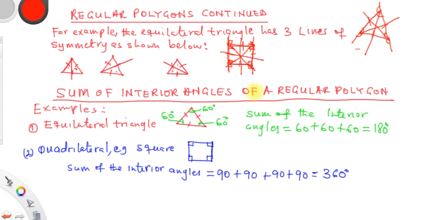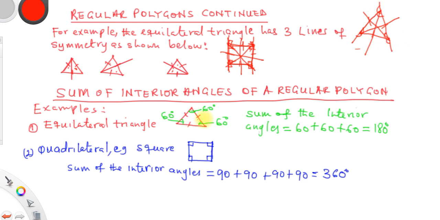In this video, which is the continuation, we are looking at the sum of interior angles of a regular polygon. As examples, we have the equilateral triangle, a regular polygon because it has equal sides, equal interior angles, and equal exterior angles. These 3 conditions must be fulfilled before a polygon can be regular. So we are looking at the sum of the interior angles.